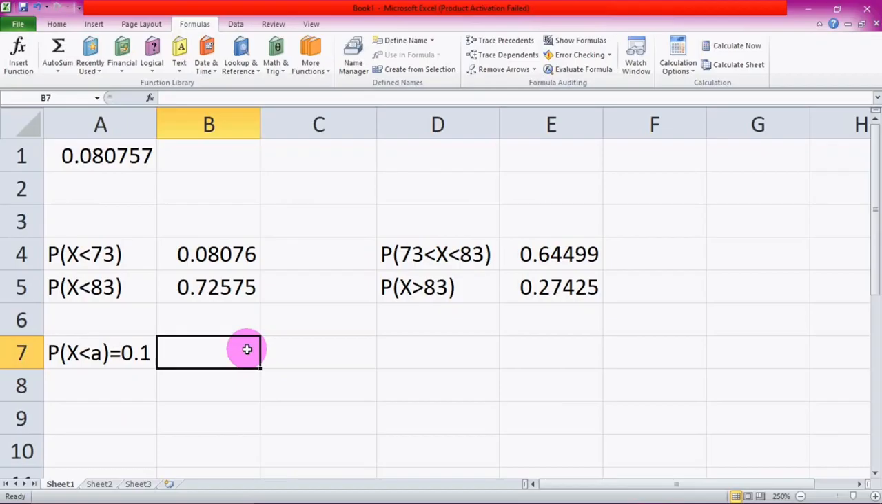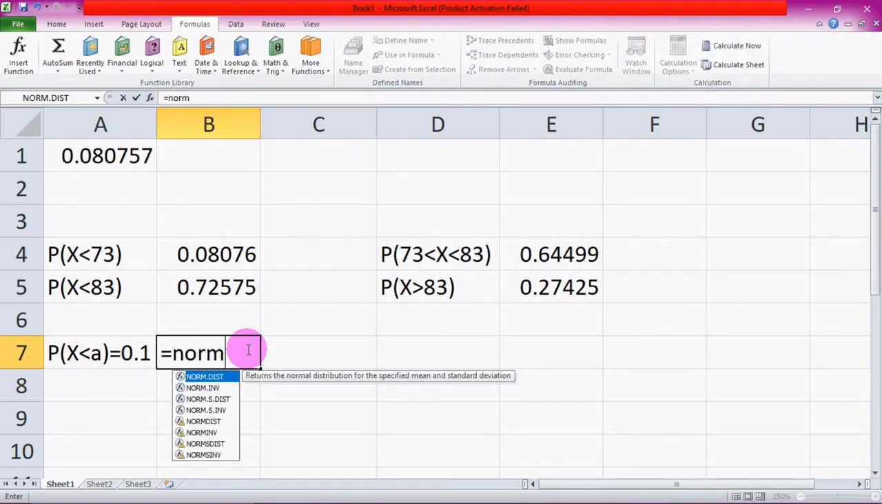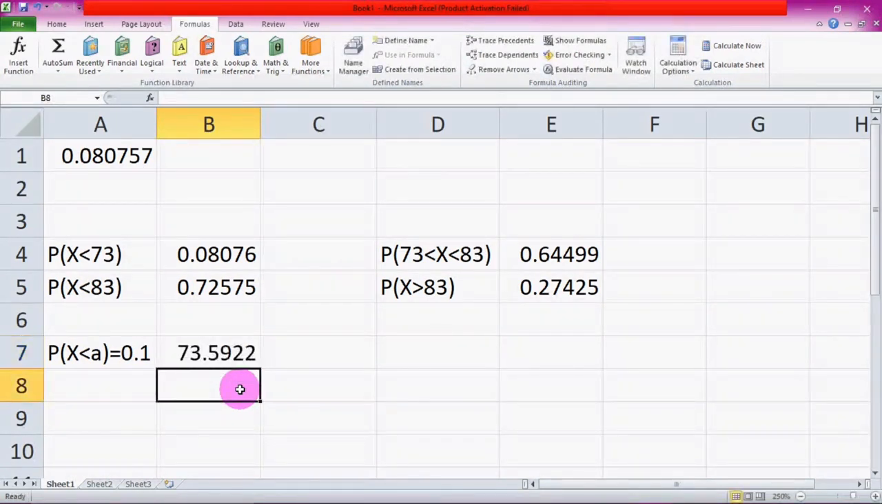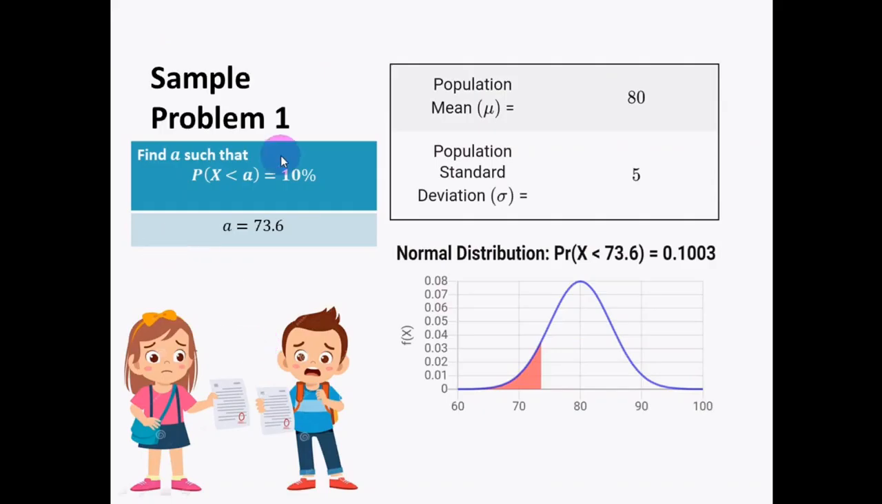So, using Excel, we are going to use the command equals norm.inv. Instead of using norm.dist for normal distribution, we're going to use inv for inverse. Since given ang probability, yung A yung hinahanap natin. The probability is 0.1, the mean of the distribution is 80, and the standard deviation is again 5. So, the value of A here is 73.